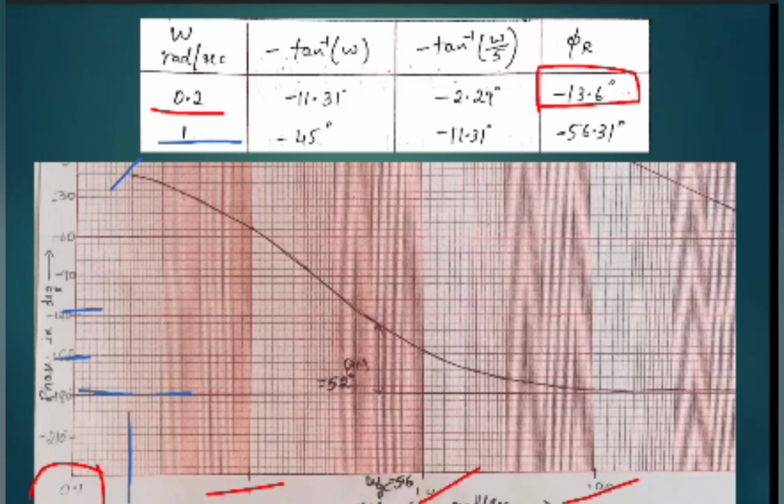And next with 1, I need to plot it for minus 56.31. So 1 is here and minus 56.31 is exactly at this particular point. So I have marked it. Similarly, plotting all the other readings and then joining all the points, this is the graph we obtained.